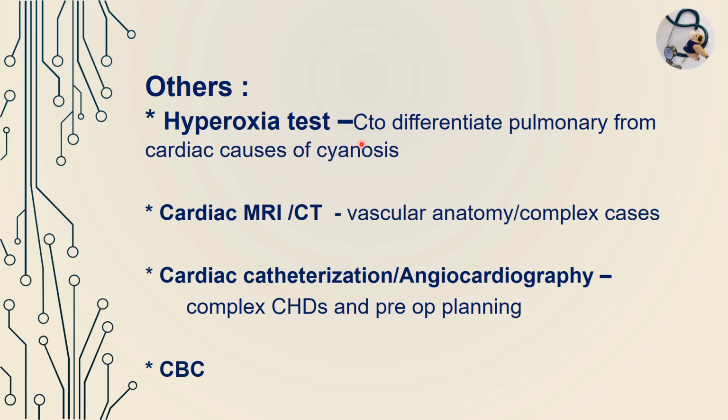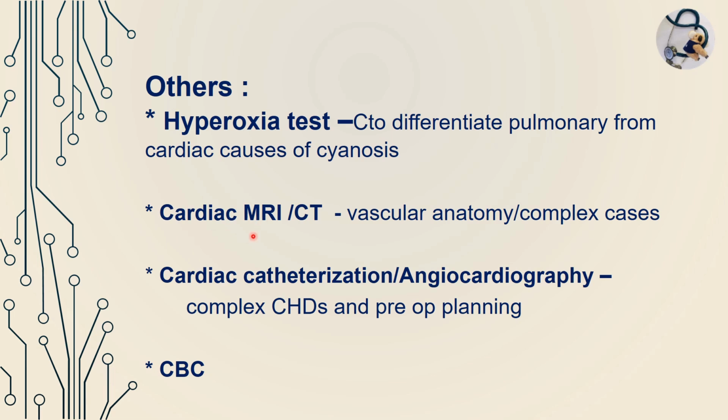Then another investigation is the hyperoxia test. This is to differentiate whether the cause of cyanosis is due to a pulmonary cause or a cardiac cause. It is one of the bedside tests. If it is due to a cardiac cause, the saturation will not increase in spite of giving oxygen, but if it is a pulmonary cause, when you give oxygen the saturation improves. So this is the hyperoxia test.